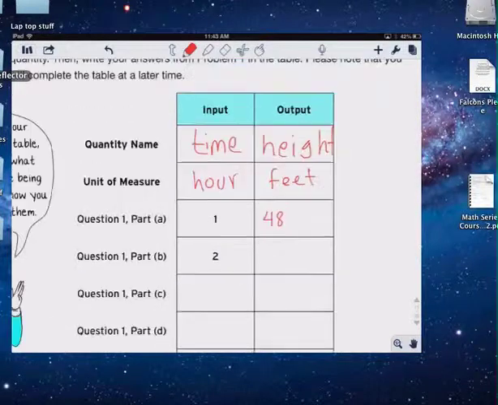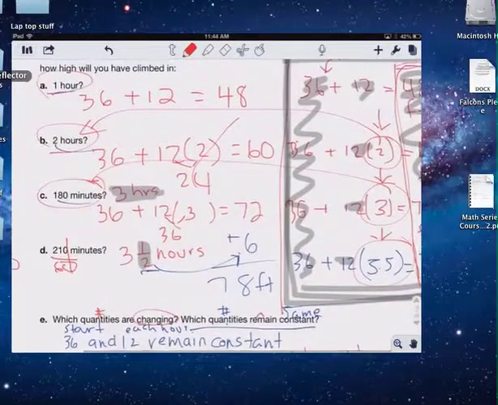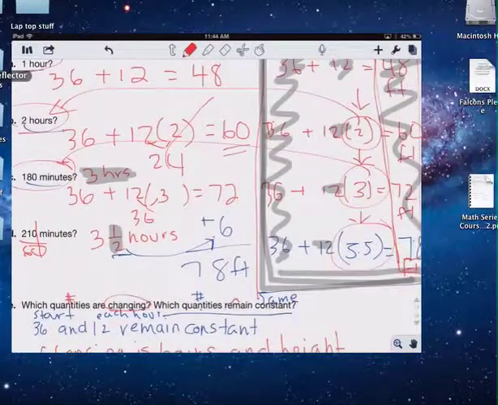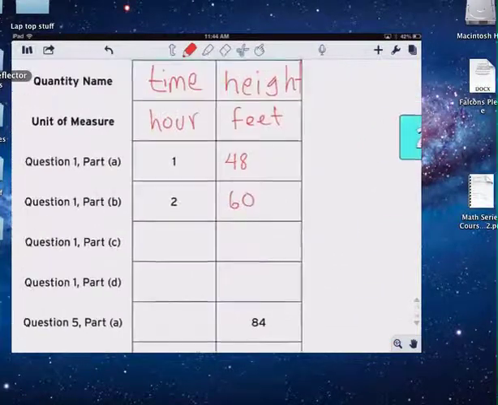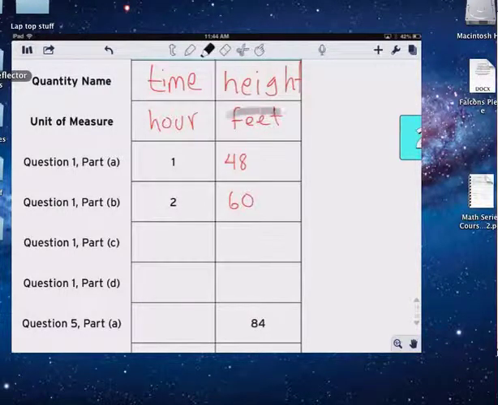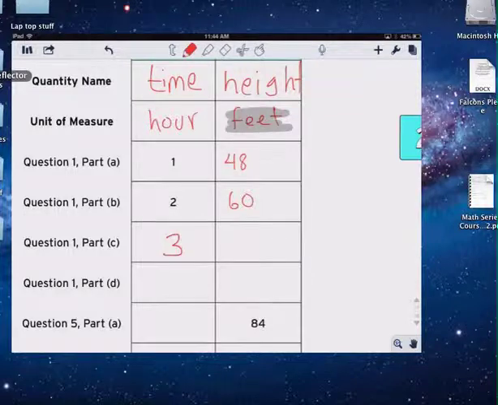Okay? 2 hours. When they climbed 2 hours, what was our answer? 60 feet. We already put feet up here, the unit of measurement, so we don't have to write it every time. 3 hours was our next one, 180 minutes. What was our answer? 72 feet. The next one on D, we got 3.5 hours. How much is that? 78. Okay? Feet.